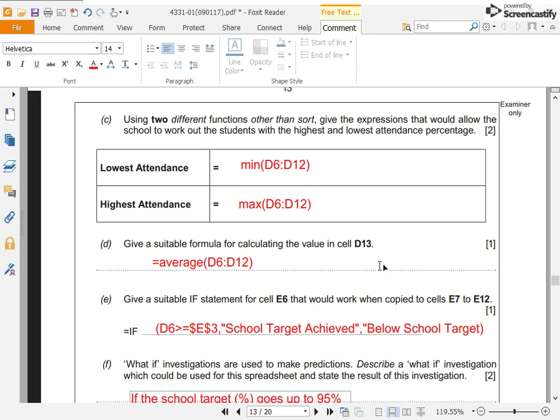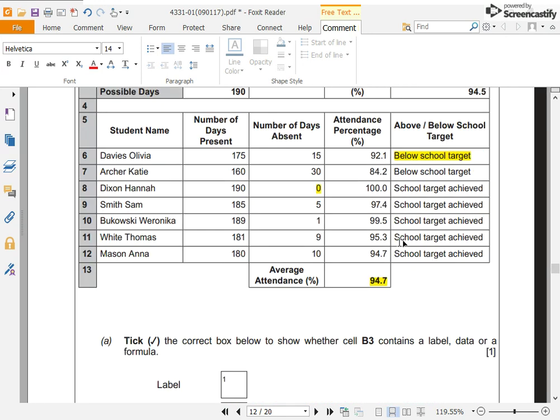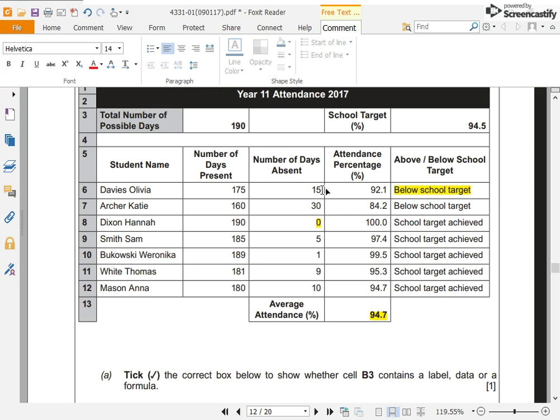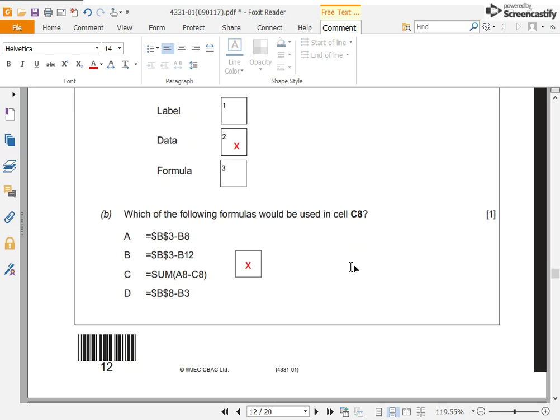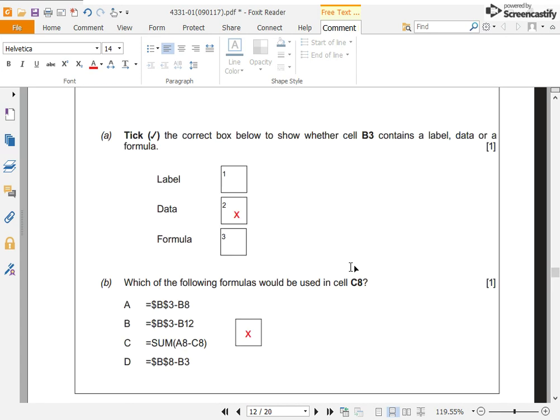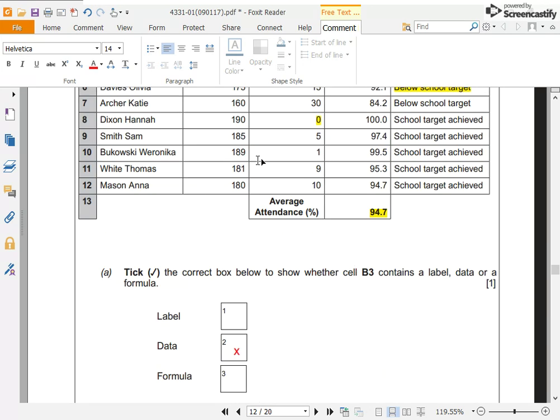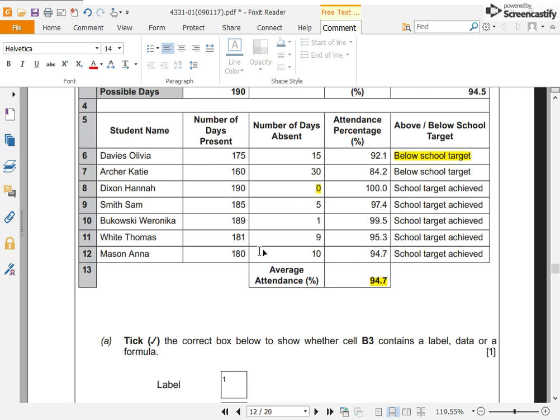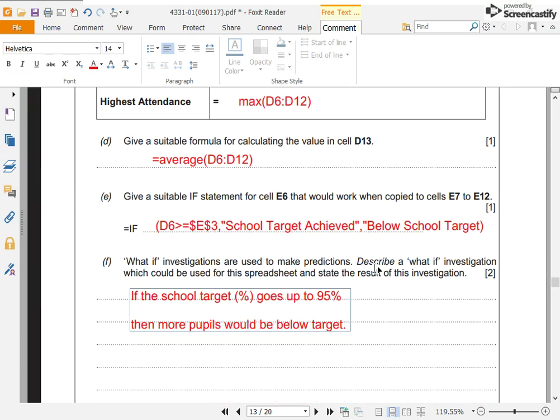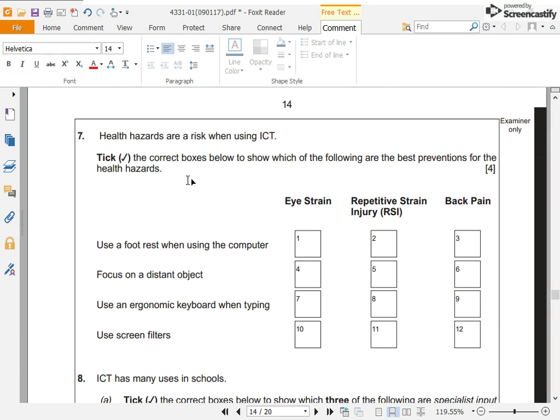You can come up with anything really, guys. You've got to look at this and what could change. So you could say if the number of days absent increased for Olivia, then her average attendance would go down. So it's just kind of looking at what could change, what could you play around with in that spreadsheet. So it's not just about changing data, changing the number of days, it's about the impact it would have on the rest of the spreadsheet.